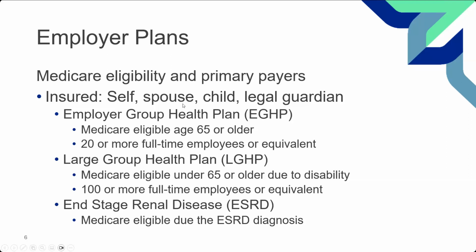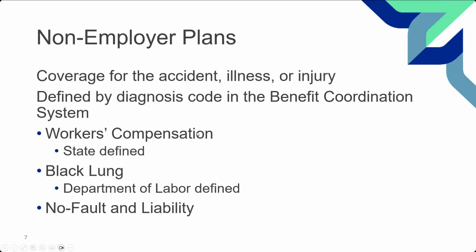So always, even though they're eligible for Medicare under end-stage renal disease, it's not about diagnosis because it's an employer-based plan. Hopefully that makes sense for that one. The other type of insurance works under the category of non-employer-based. These are accident, illness, or injury-based plans, so they are not primary for everything.